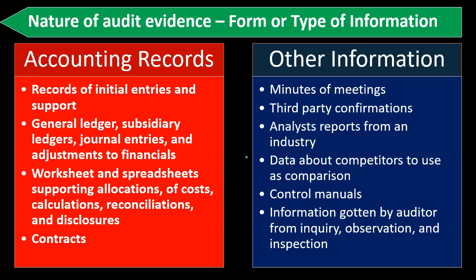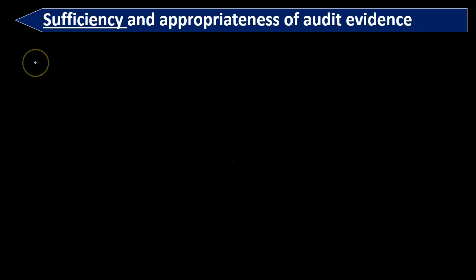So we might be picking, instead of the industry as a whole, a particular competitor that would be a good comparison to use. Control manuals, information gotten by the auditor from inquiry, observation, and inspection. Other types of information that's outside just standard accounting record type of information.